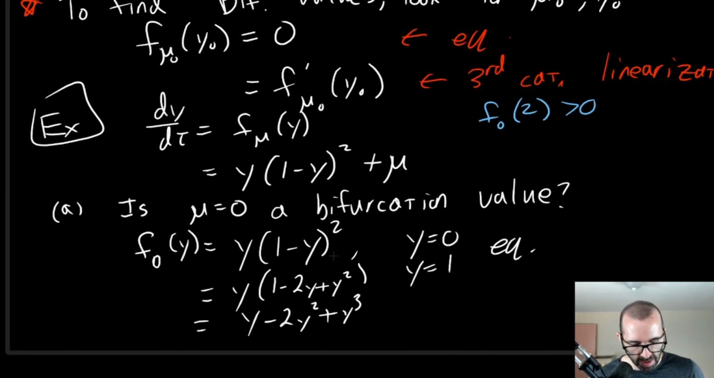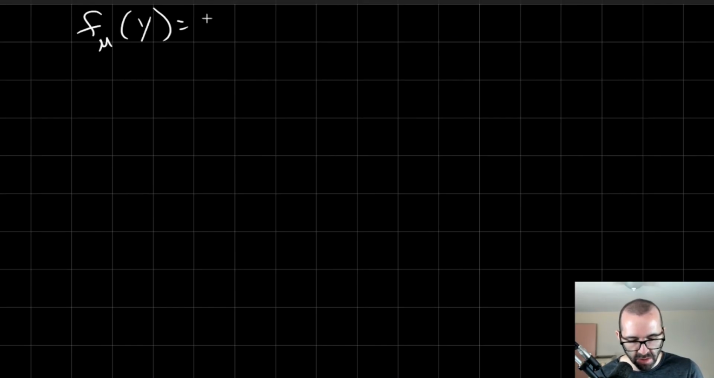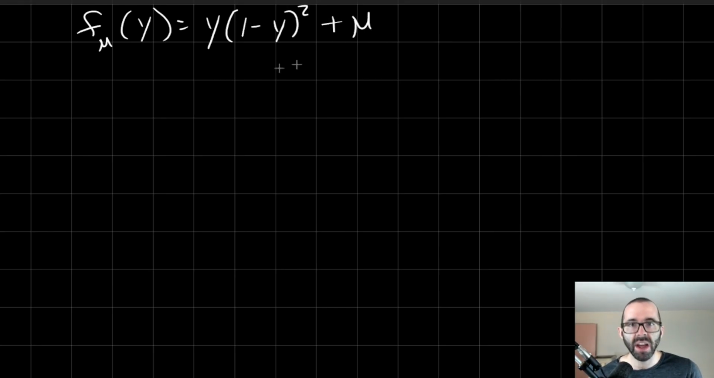I'm just going to copy this to a new page so it's a little easier to work with. For any mu, f mu of y is going to be y times (1 minus y) squared plus mu. And we're going to want to set this equal to 0 and its derivative equal to 0.